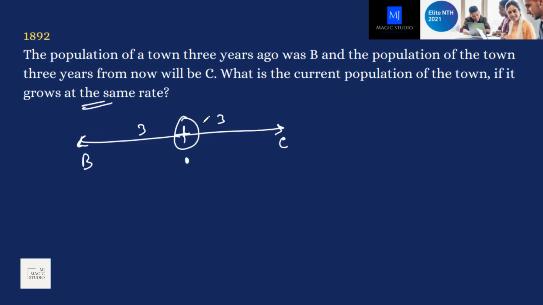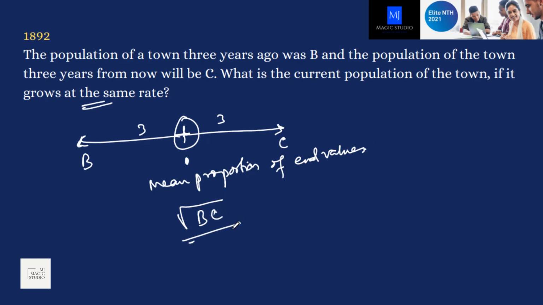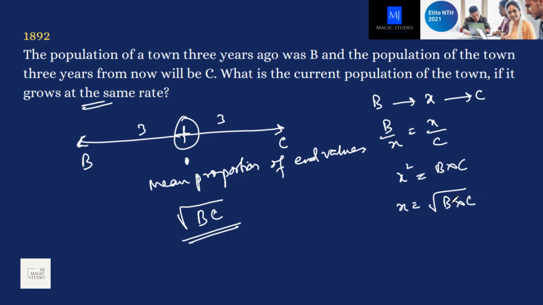If you are here and your movement left to right are both the same number of periods and the same rate, then this middle value is nothing but the mean proportion of the end values, because these would be in GP, isn't it? So the mean proportion of B and C is root over BC. Or if you take this as X, then the ratio between B and X should be the same as between X and C. That means B by X should equal X by C. You'll get X square equals B into C. Then X will also equal root over B into C.